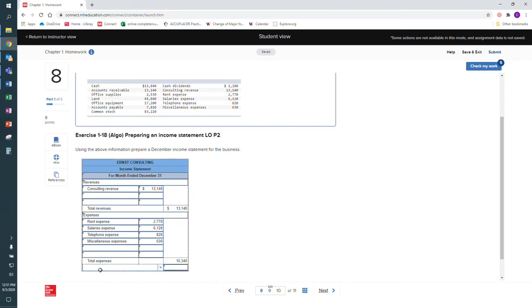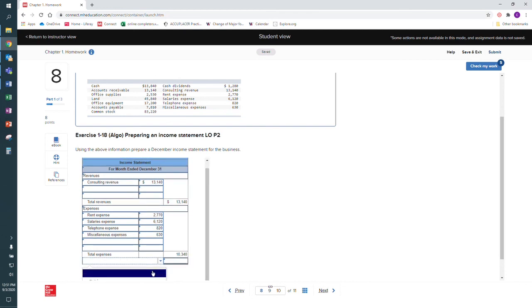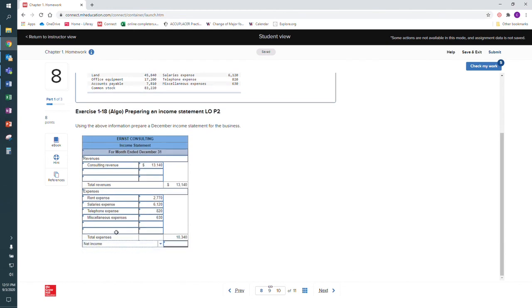Now on the bottom line, it wants a label. Remember, the income statement is not just revenues minus expenses. It is looking for a result called net income. So we're going to pick net income, and then calculate it. It's the revenues of $13,140 minus the expenses of $10,340, and that gives us net income of $2,800.